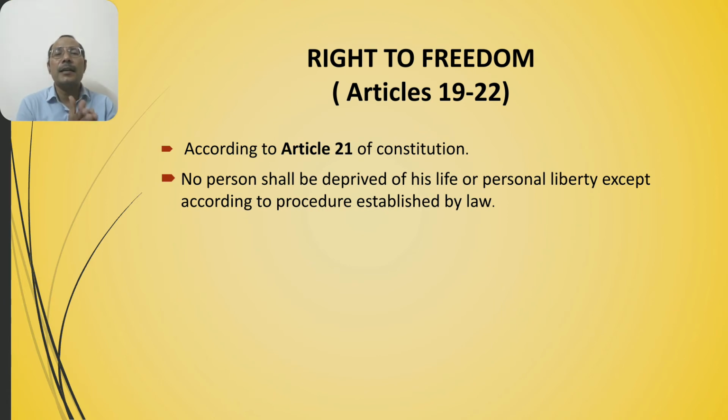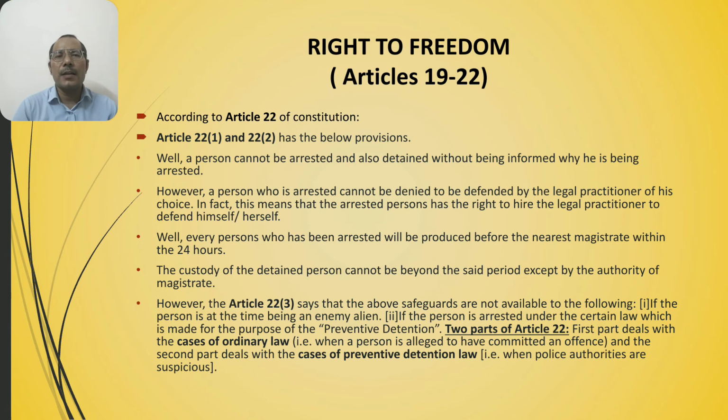Then comes Article 21. No person shall be deprived of his life or personal liberty except according to procedure established by law. A person cannot be deprived of his life or personal liberty, whatsoever the liberty is given by the law. The government cannot take it away, except one way, and that is the procedure established by law. Then comes Article 22 of the Constitution.